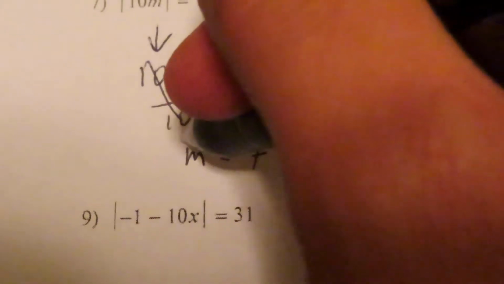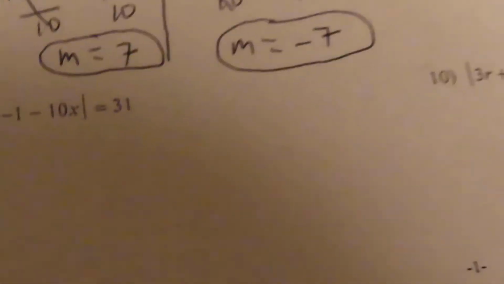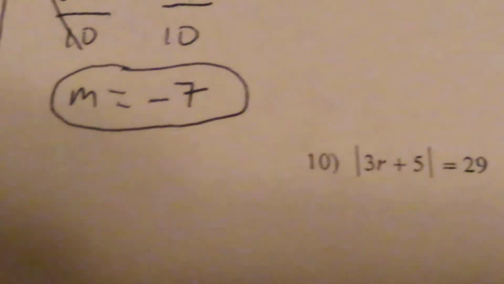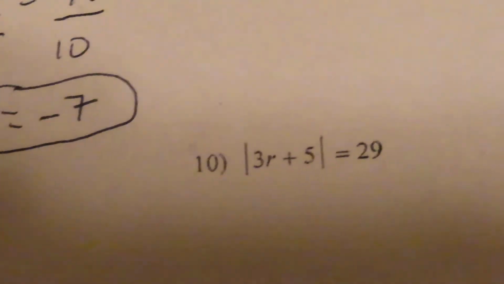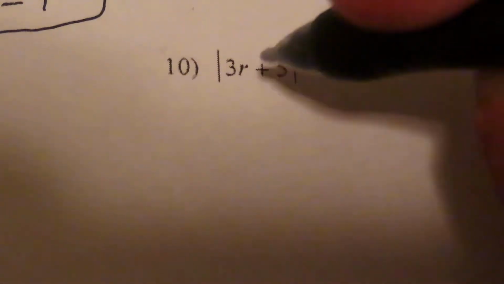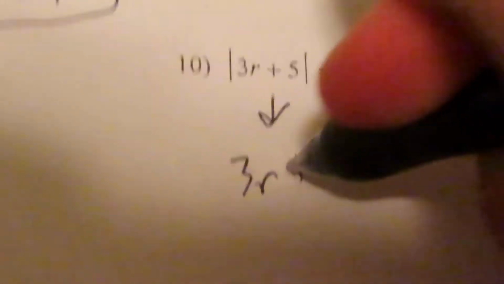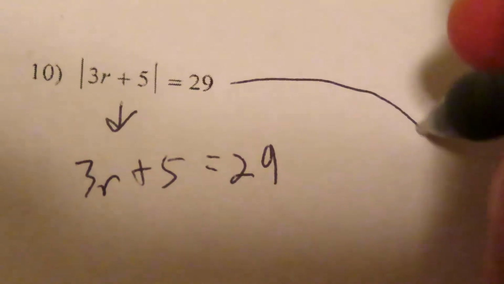Okay, so let's try maybe more of a multi-step problem, like number 9 or number 10, which looks pretty sweet. If we try 10, it looks pretty fun. So again, step number 1, drop the absolute value and just write it how it is. So 3r plus 5 equals 29. And then you're also going to write in the second equation to get the other solution.